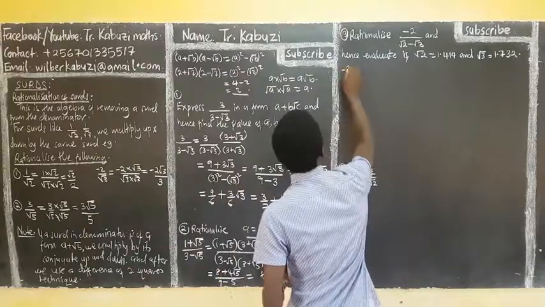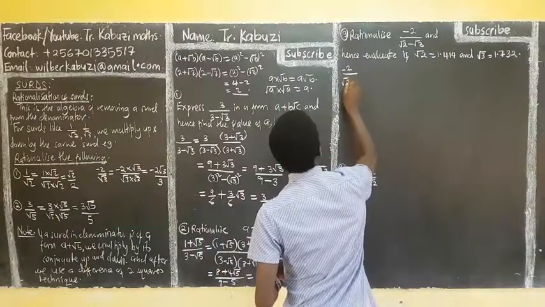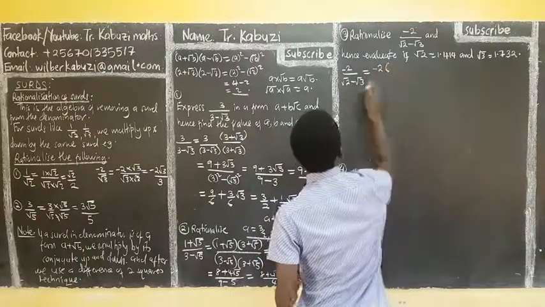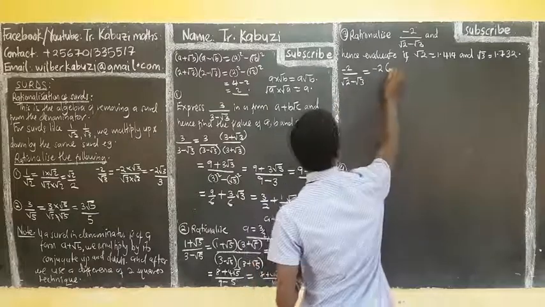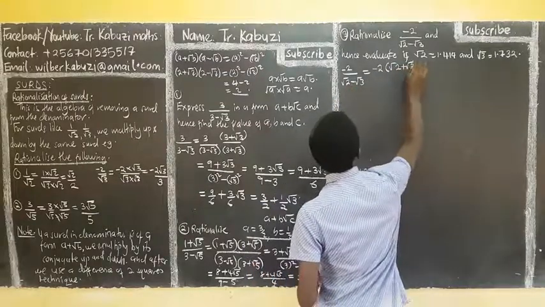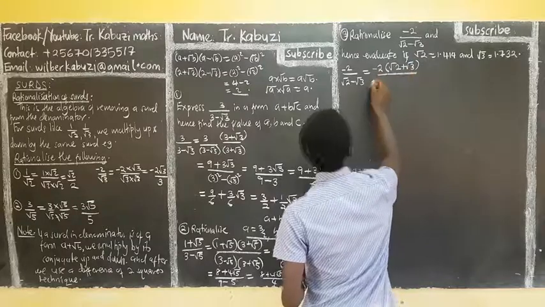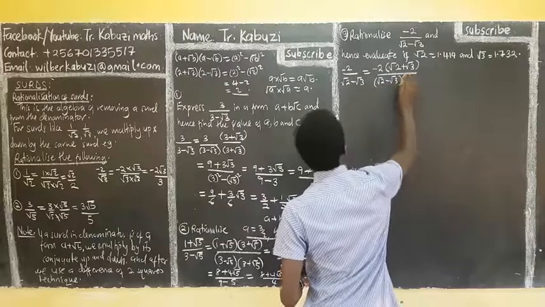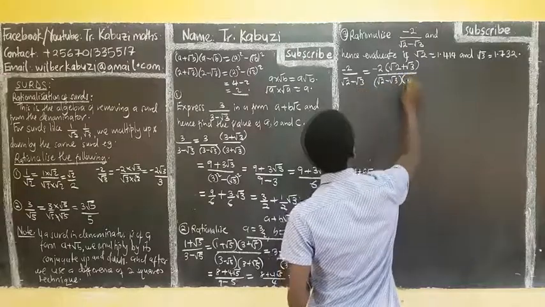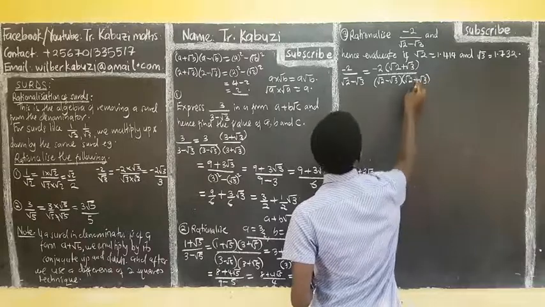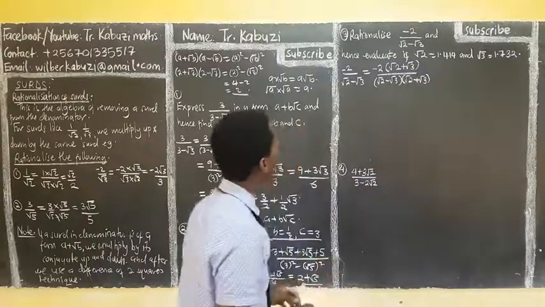So negative 2 over root 2 minus root 3 is going to be negative 2. The conjugate of this is root 2, we change the sign to positive, then over root 2 minus root 3. Then the conjugate is root 2 plus root 3. So multiply this conjugate up and down.